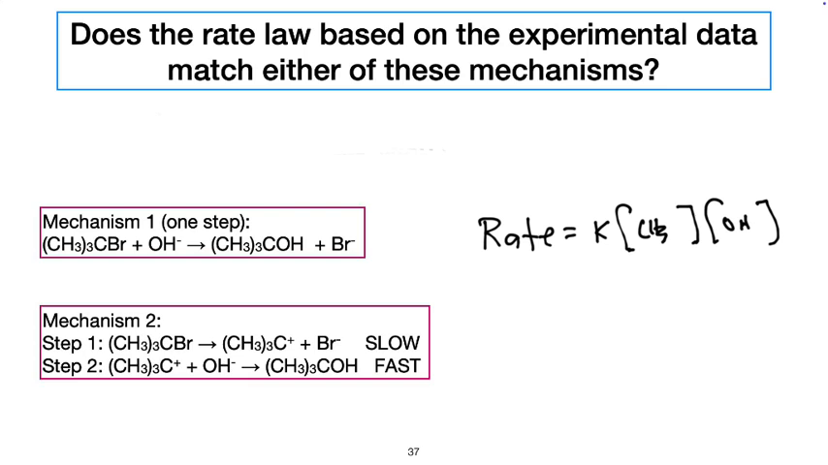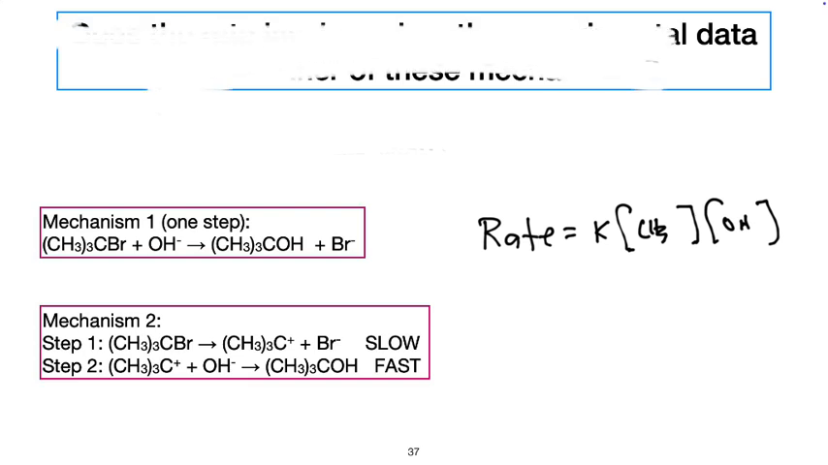So let's go ahead and talk through this. What is the rate law? Or in fact, the question is saying, does it match? We don't even need to know, does it match? What we want to know is, what are the rate laws for each of those individual mechanisms? Once we know what the rate laws for those mechanisms are, we can then answer the question, does it match?